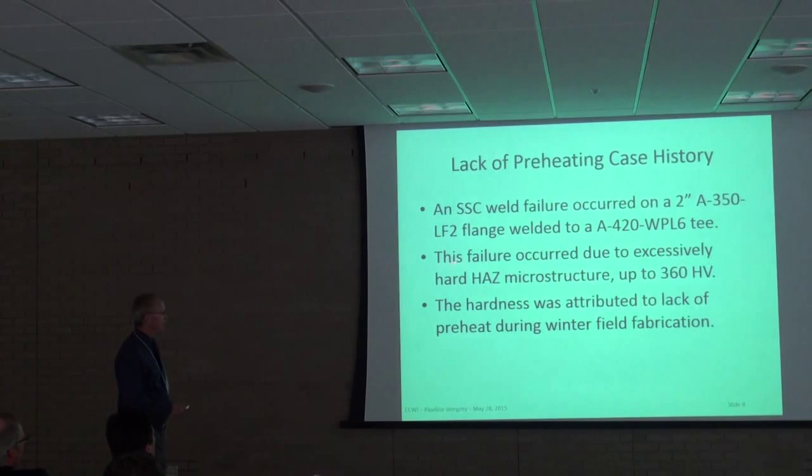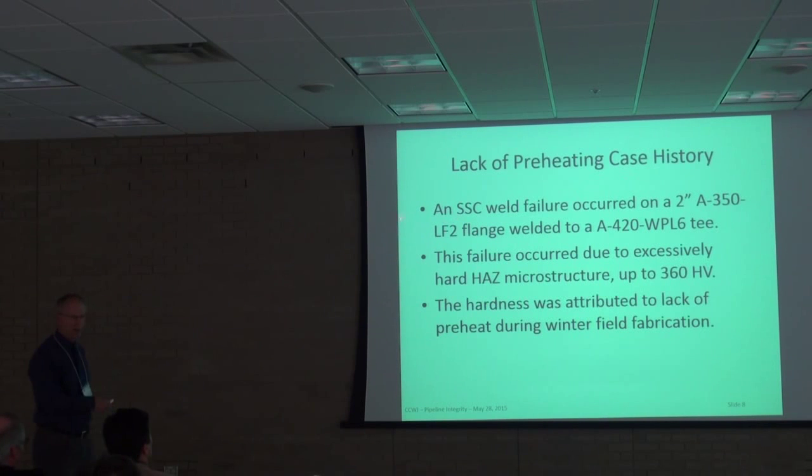So another example of things that can go wrong, this is another sulfide stress cracking failure. This was on some low temp, 2-inch flange welded onto a T. And again, this excessively hard microstructure. I mean, these are common materials used in sour service all the time, basically equivalent to a grade 240. But again, ended up with a really hard weld.